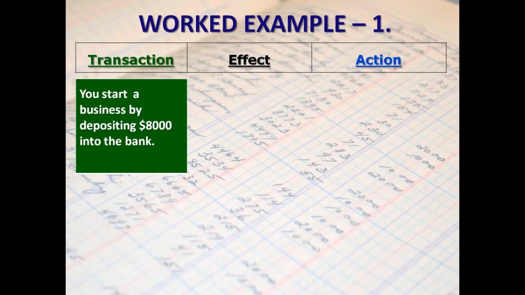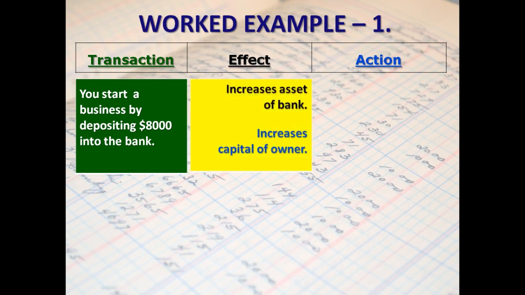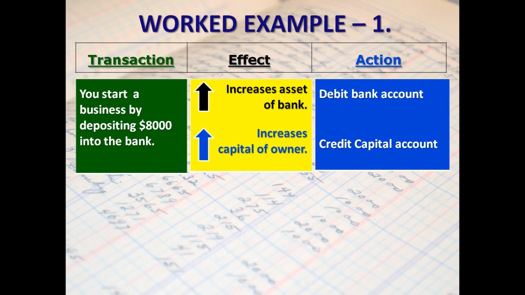Okay, here's an example. You start a business by depositing $8,000 into the bank account. Okay, what are our 2 accounts? Our 2 accounts are bank account and capital. Okay, the bank account is increasing. The capital account is also increasing. Bank is an asset, capital is a liability. What do we do? We debit bank and we credit capital.